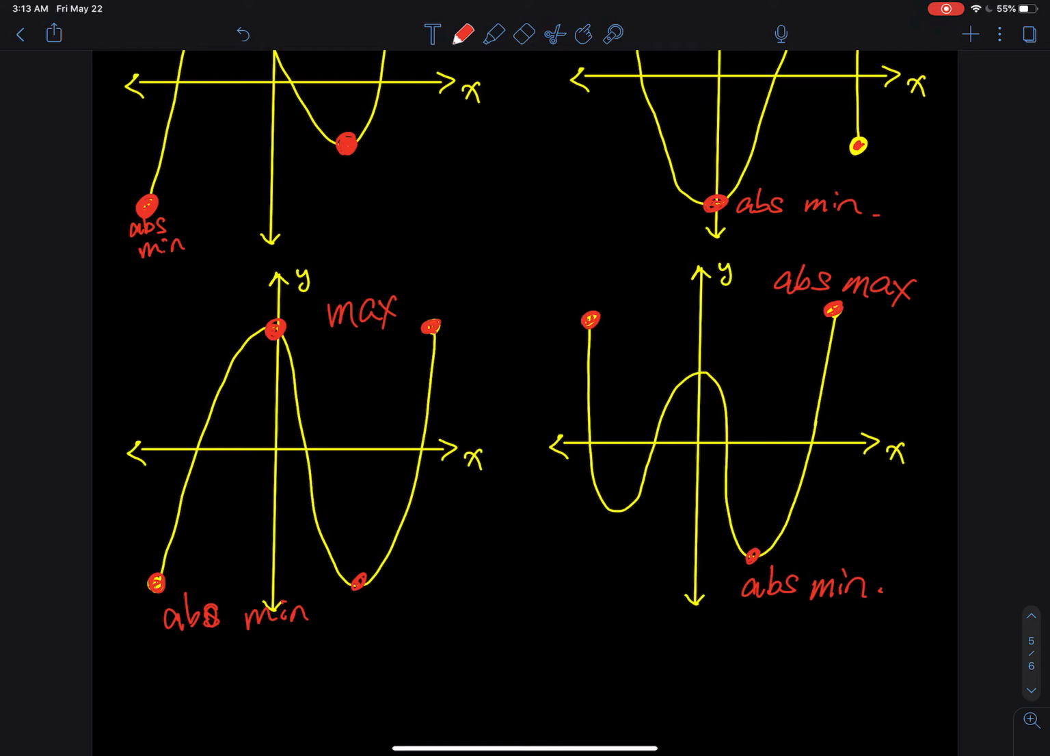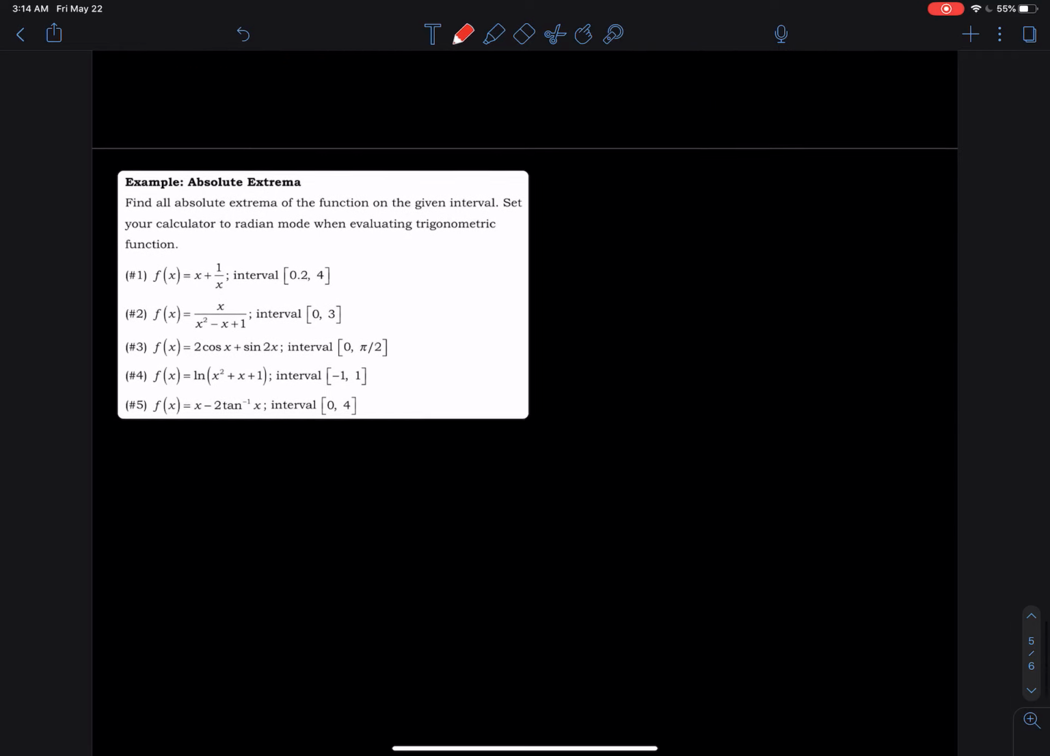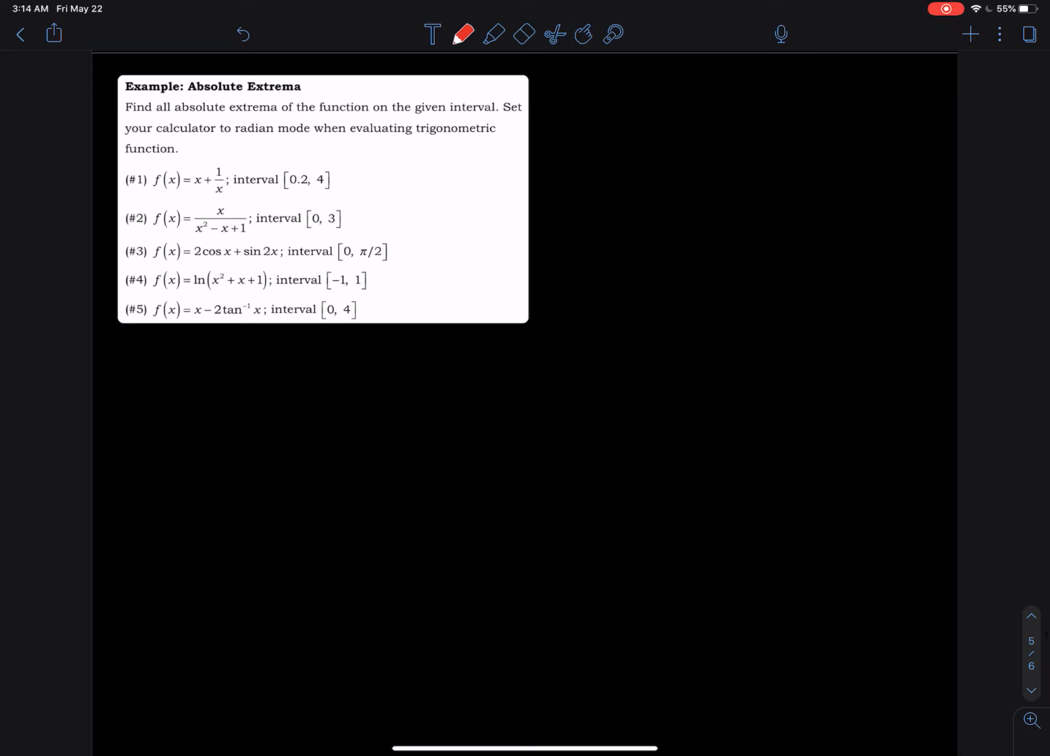What if you don't have a picture? If you don't have a picture, then you have to follow a procedure to find the absolute extrema. So I have 5 functions for you. I want to find absolute extrema. Extrema means absolute min, absolute max. So what's the strategy? First, you have to check the problem to make sure they gave you a closed interval. Closed interval is this, square bracket, square bracket. So that means I don't care about the function when x is greater than 4. I don't care about the function when x is less than 0.2.